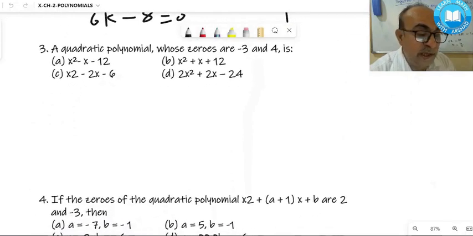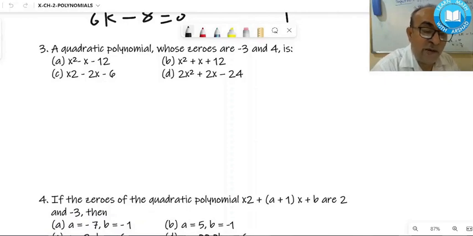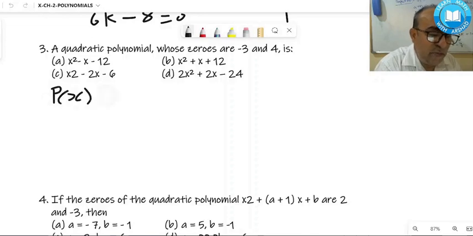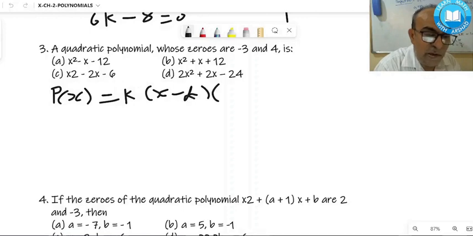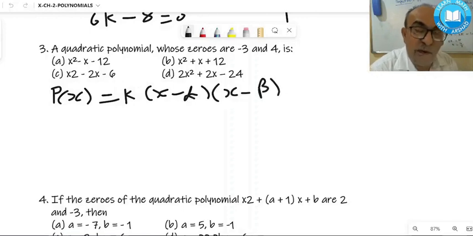Now next question here, we have to find a quadratic polynomial whose zeros are minus 3 and 4. Because two zeros are given, the polynomial will be quadratic. If one zero is given, the polynomial will be linear. If three zeros are given, the polynomial will be cubic. And this is the basic concept to find a polynomial when the zeros are given, that is k into x minus alpha into x minus beta. If one more zero is there, then into x minus that zero. Then multiply all the brackets, you will get the polynomial.